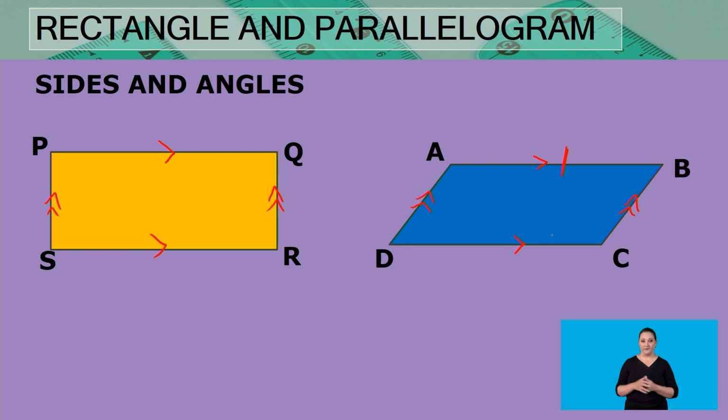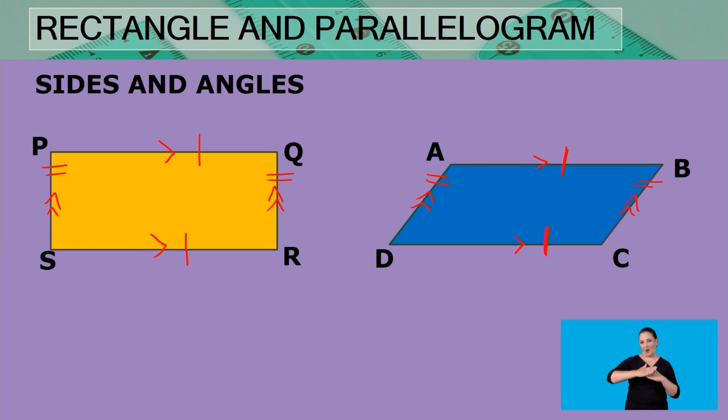So we know that the opposite sides of a parallelogram are equal. That means that AB is equal to DC. It also means that AD is equal to BC. Now, of course, this is also true with a rectangle. So we will see there that PQ is equal to SR and PS is equal to QR. So that's everything in terms of the sides.